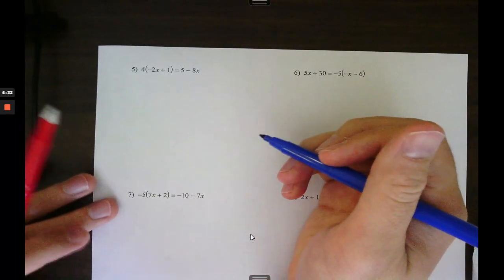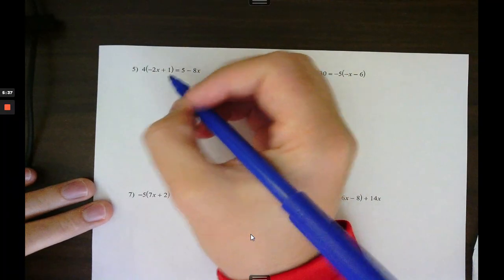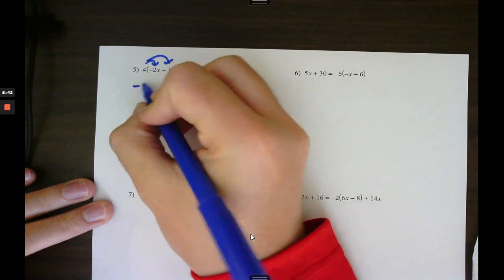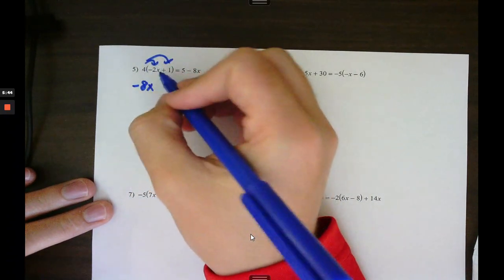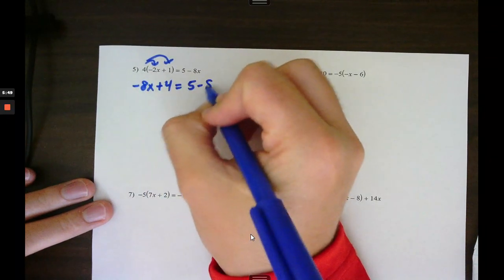We're starting to get into some more complicated expressions. Again, look for anything you can simplify on either side first. I do have the distributive property here. So that's going to be negative 8x, multiplying that 4 through both parts, plus 4. That's going to equal 5 minus 8x.